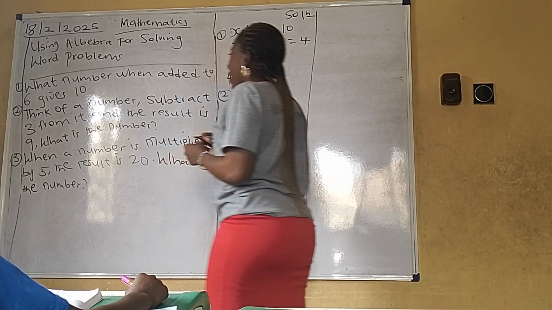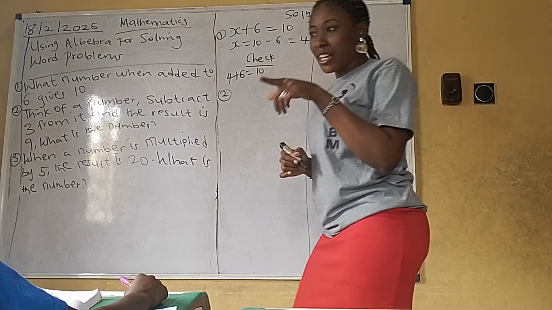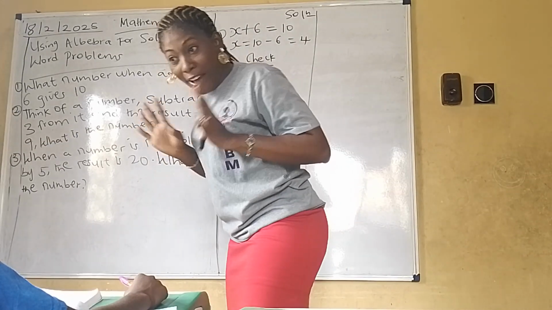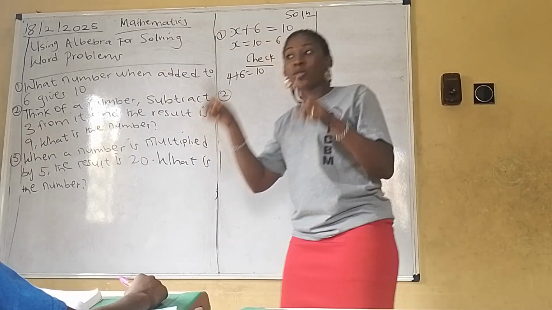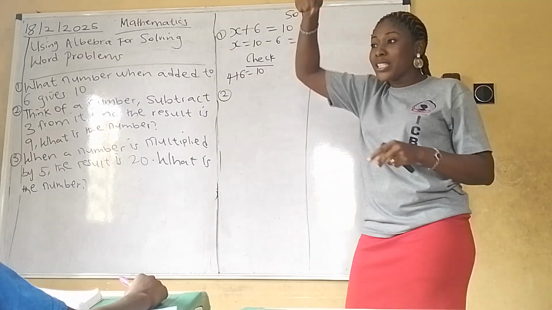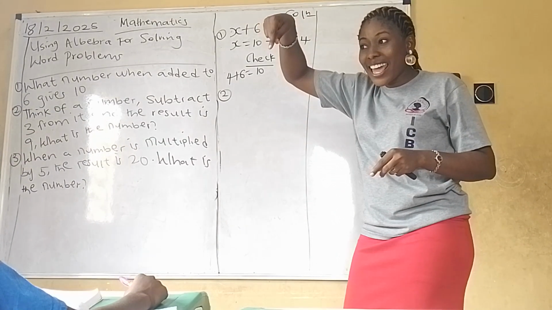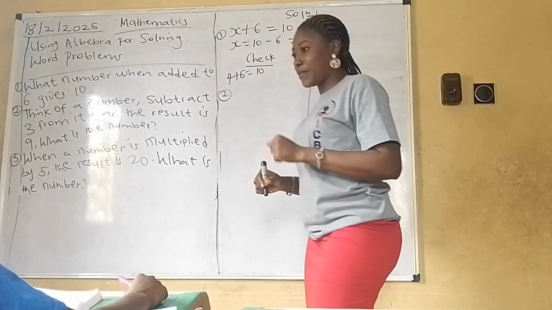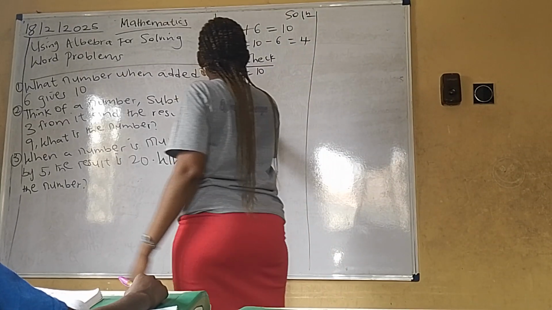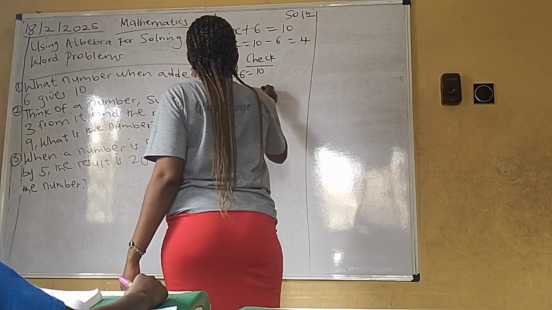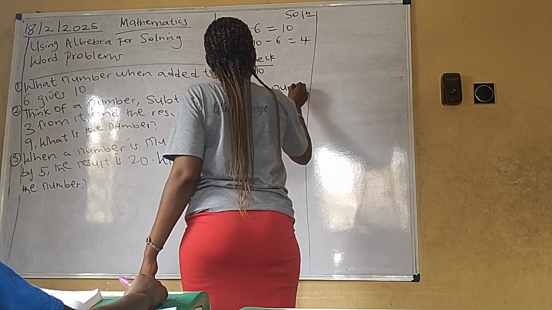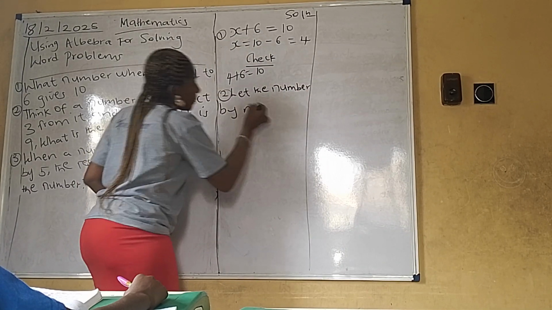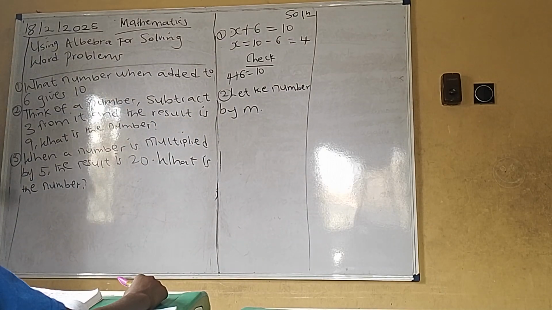Number 2, what does it say? It says think of a number. Now let's think of a number. Don't forget that number will not be 1, 2, 3, 4, 5. That number that you are asked to think of, you are first of all going to put it as a letter. So give me a letter. M. You can say let the number be M. Okay, so what are we going to do to M?